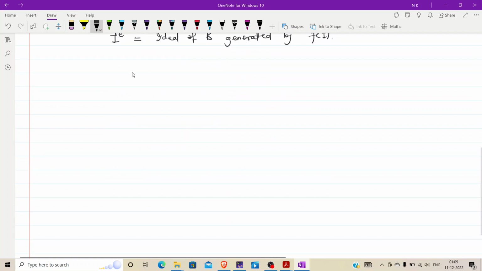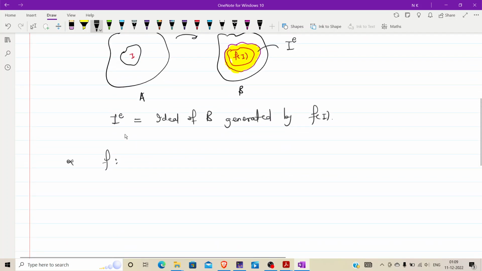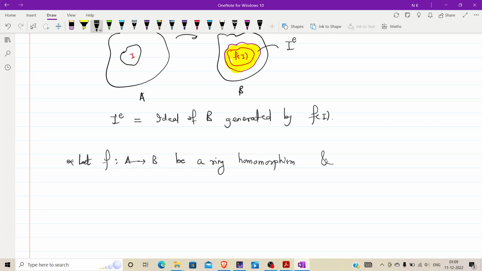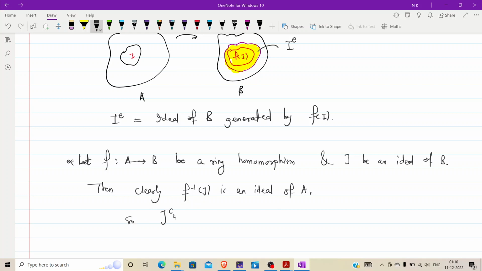Then let's define contraction of an ideal. Again we take a homomorphism: let f from A to B be a ring homomorphism, and J be an ideal of B. Then we know that the inverse image of an ideal is always an ideal. Clearly f inverse of J is an ideal of A, and this ideal is called the contraction of J. So J^c is equal to f inverse of J.